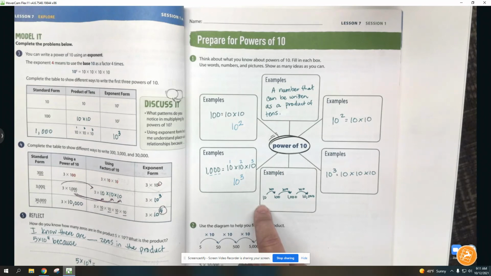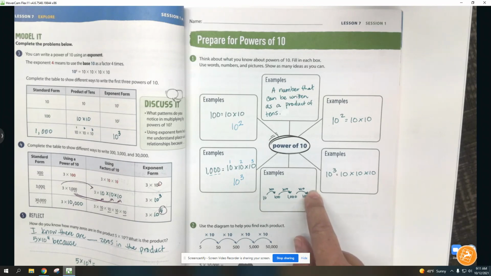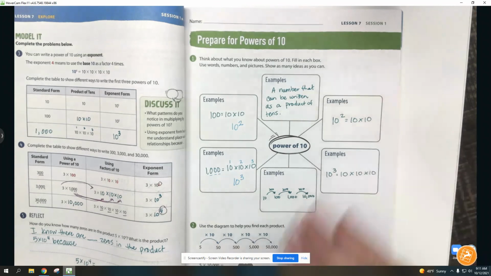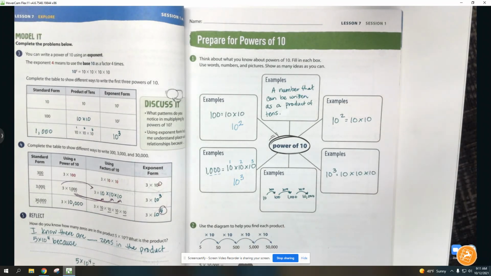And then finally, you could also skip count by powers of 10. 10 times 10 is 100. 100 times 10 is 1,000. 1,000 times 10 is 10,000. 10,000 times 10 is 100,000. 100,000 times 10 is a million. And it could keep going on and on infinitely.